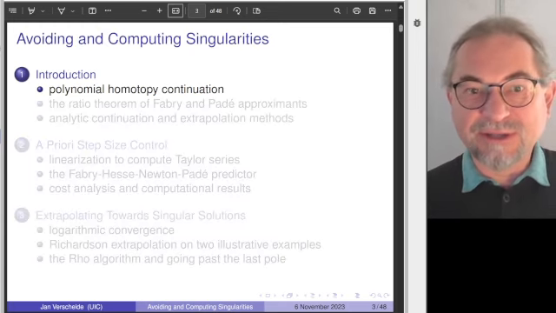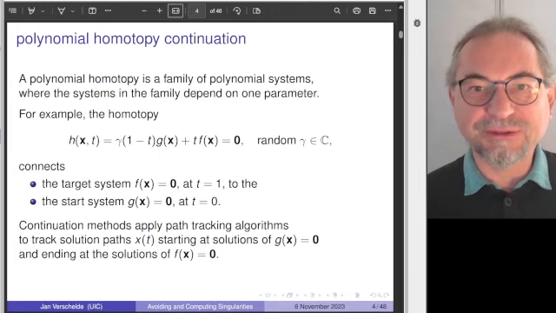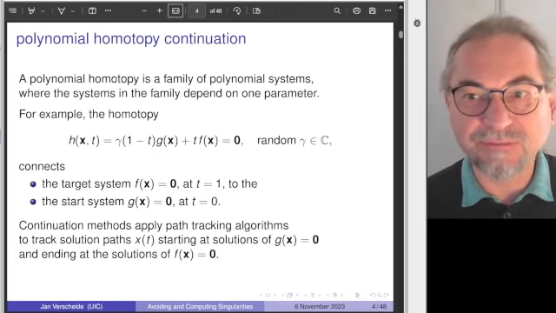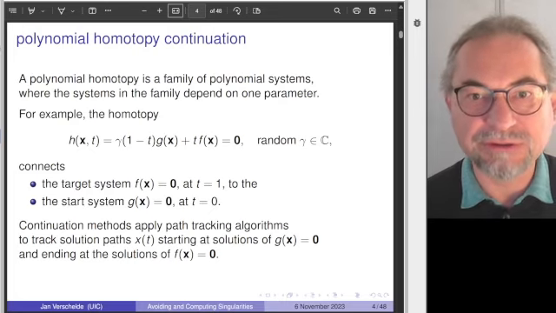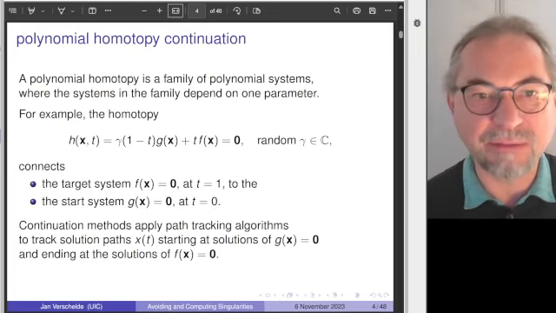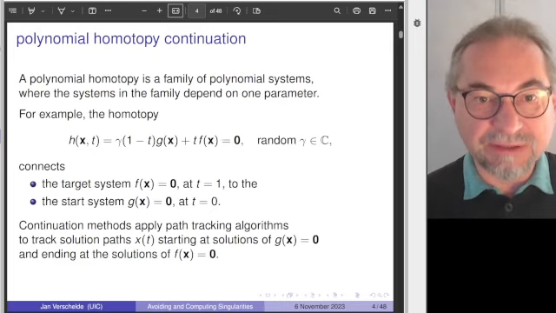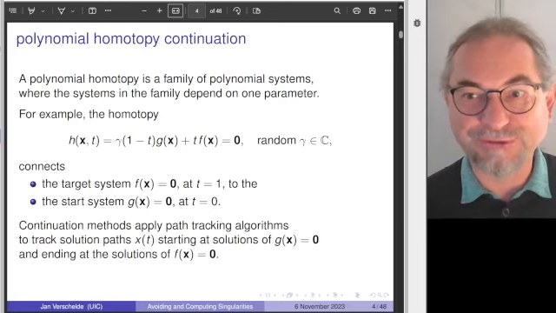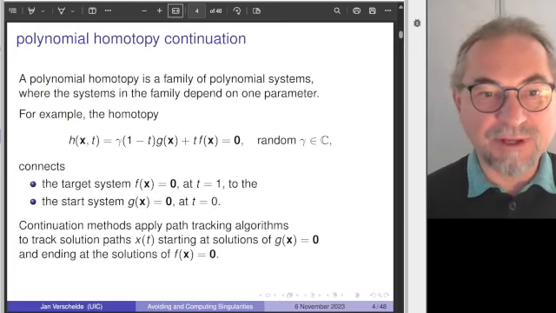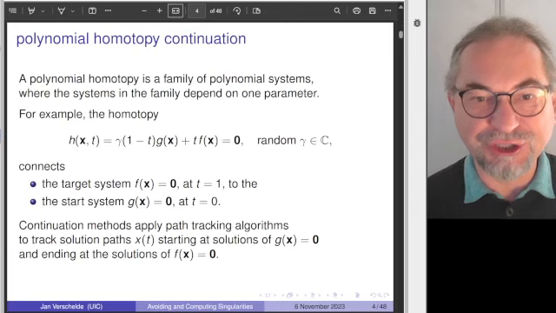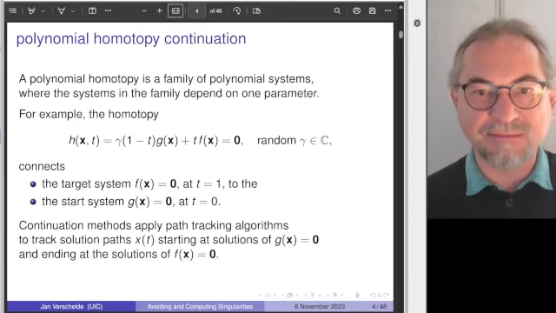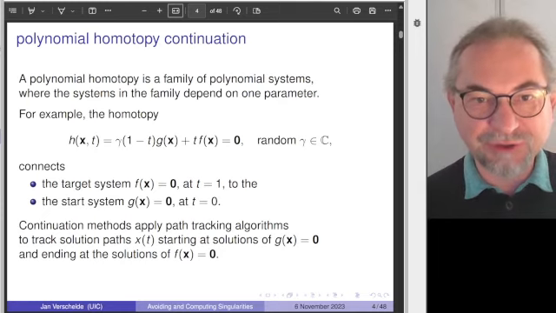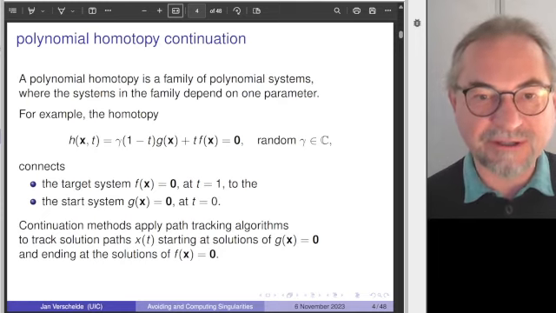Okay, so what is polynomial homotopy continuation? Well, it's a method to solve systems of polynomial equations, systems of many equations and many variables. Here is an example. We have a system F that we want to solve. We call it the target. We have a start system G, and there is a family of polynomial systems. Here it's a convex combination of the target and the start.